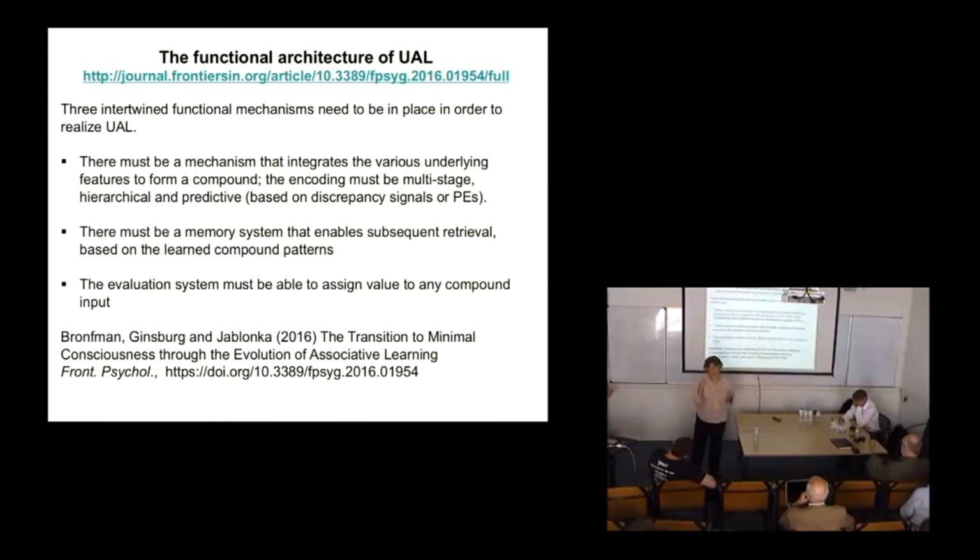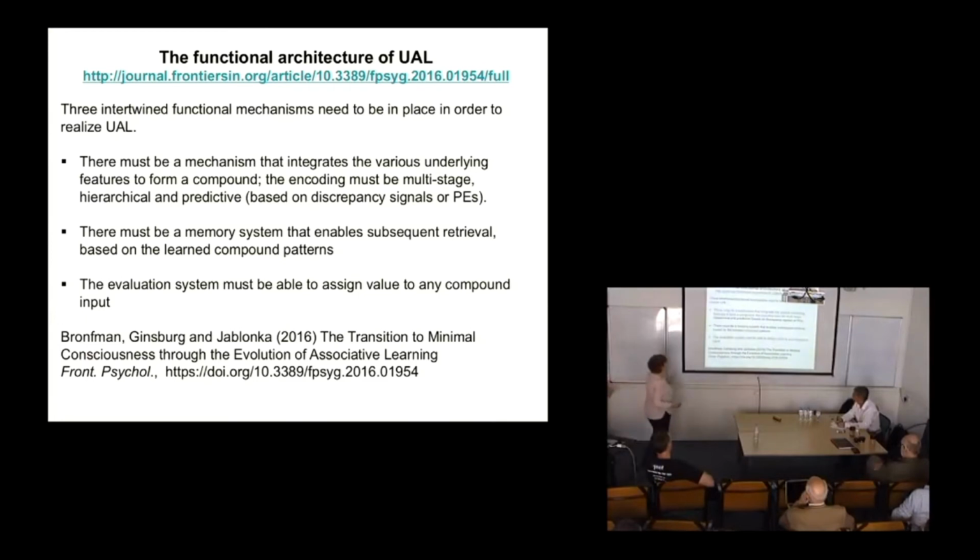Now, why is it that we think that this is really a good marker? The reason is that if we try to think what kind of system can implement this, what kind of functional systems are needed for this type of learning to occur, we come to the conclusion that it is quite a demanding thing. First of all, there must be mechanisms that integrate the various underlying features to form a compound. And the encoding must be multi-stage, hierarchical, and it has to be predictive. Otherwise, we don't think that there will be enough space in the brain and time in the world for it to happen. So it must be hierarchical. It must be based on top-down and bottom-up interactions, reiterating all the time. So it's a hierarchical system of this type, which is binding information and integrating it together. That's the first thing we have to demand from the system.